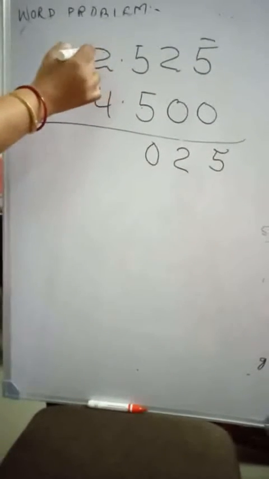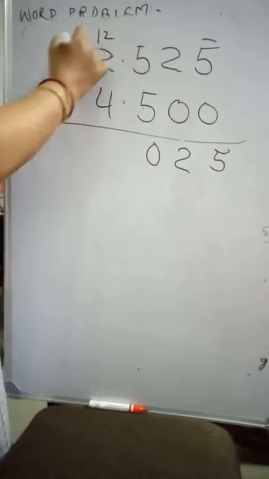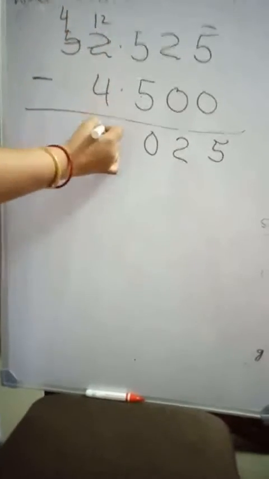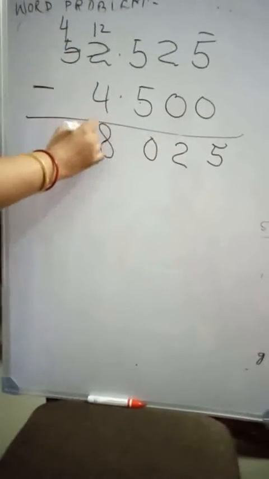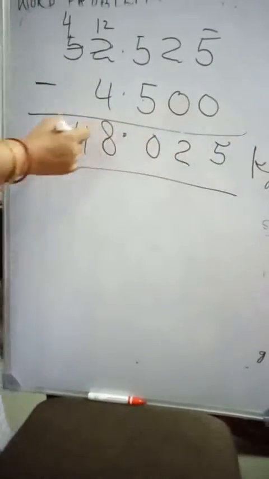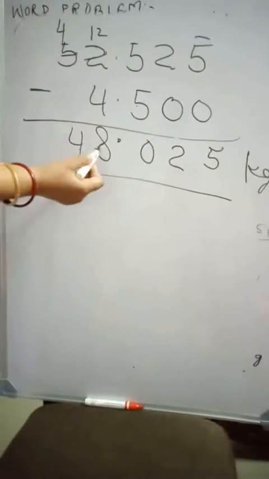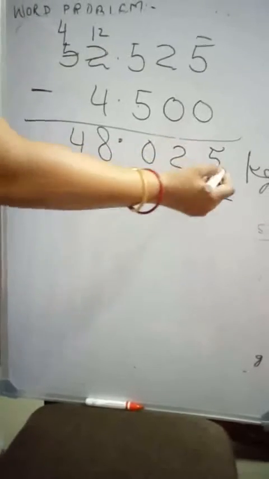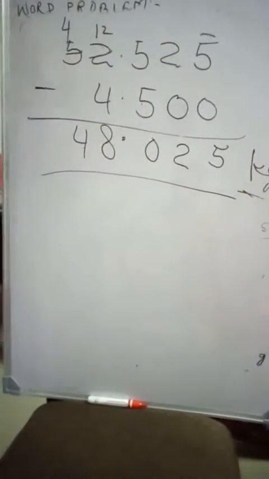Now here 2 minus 4, this 2 will become 12 and 5 will become 4. 12 minus 4 is 8 and then it is 4. So what is the weight of Rahul's brother? The weight of Rahul's brother is 48.025 kilogram. So this is the answer.